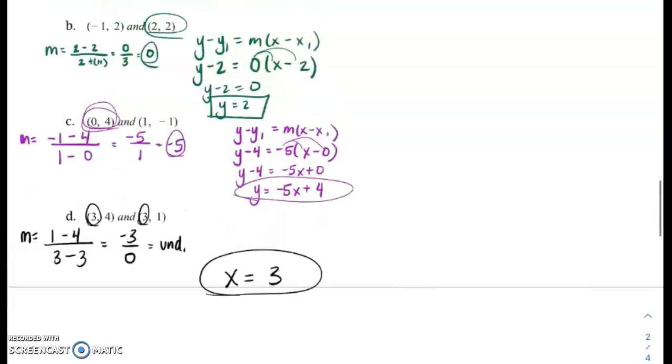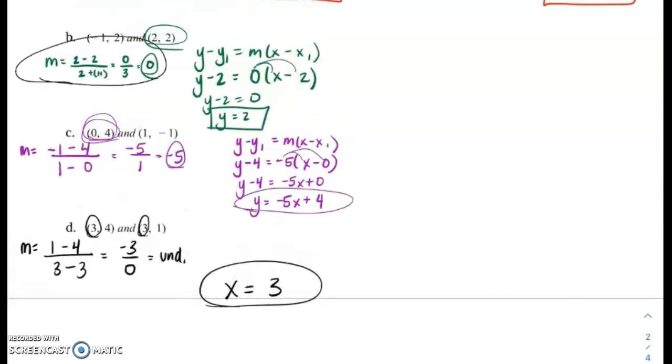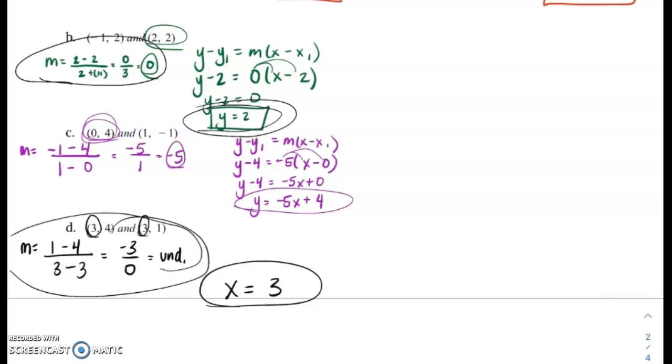So you'll notice that if the slope is 0, it's a horizontal line, y equals a number. And if it's an undefined slope, it is a vertical line, x equals a number.